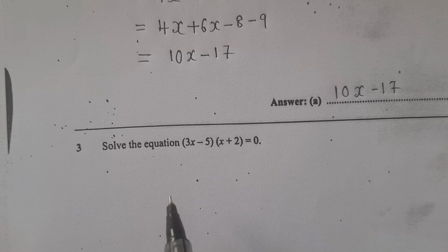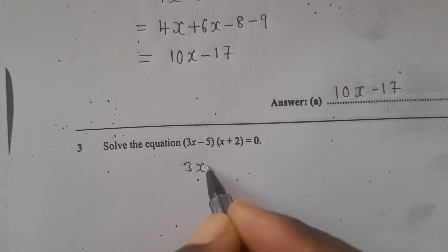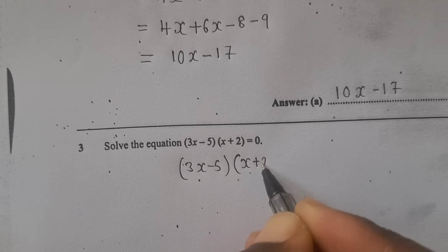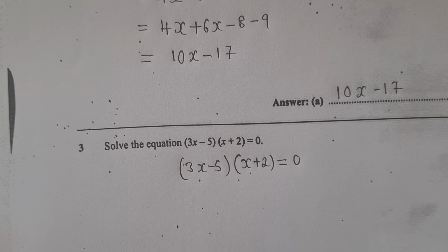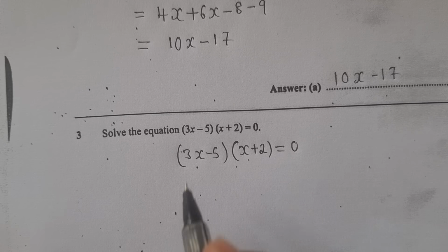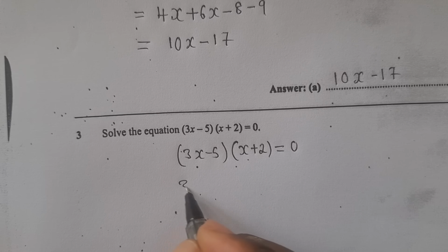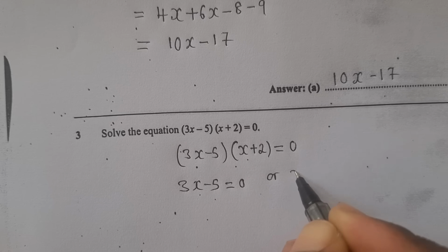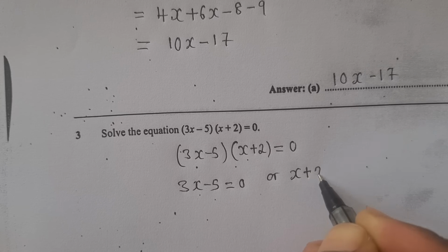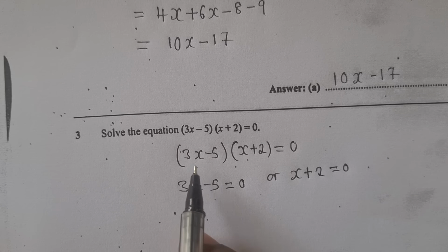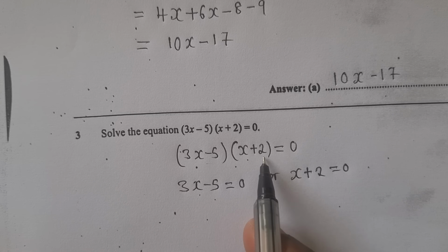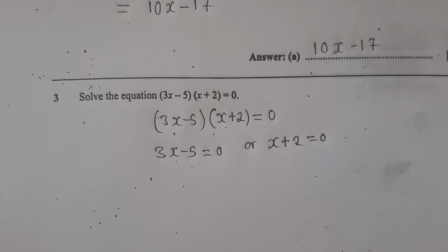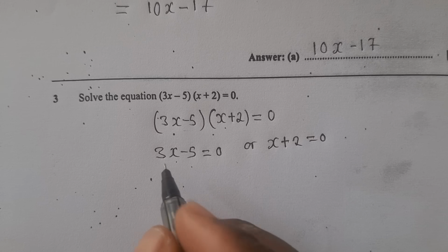The same we solve. We've got (3x − 5)(x + 2) = 0. So solving this, we'll simply get what is inside the brackets. That is 3x − 5 = 0, or x + 2 = 0. So just get what is here equal to 0, and what is here equal to 0. So we now solve two different equations. The first equation here will be this one.